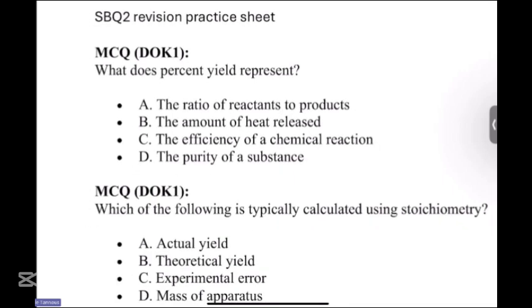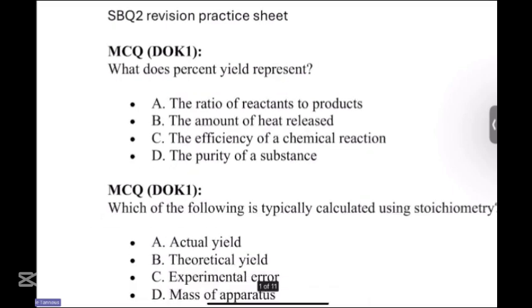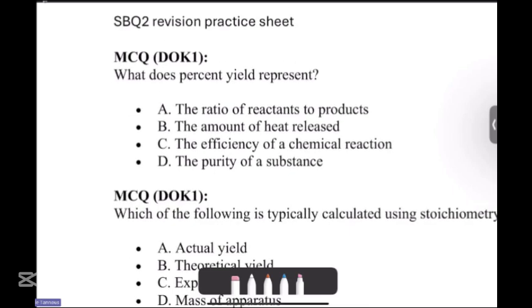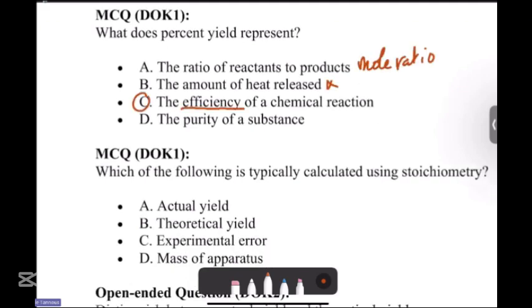What does percent yield represent? It's the ratio of reactant to product. That's not a percent yield. That's what we call mole ratio. So not the answer. The amount of heat released, the efficiency, how good or successful a reaction is. So yes, this is what a percent yield represents. Okay, next. So the answer is C.